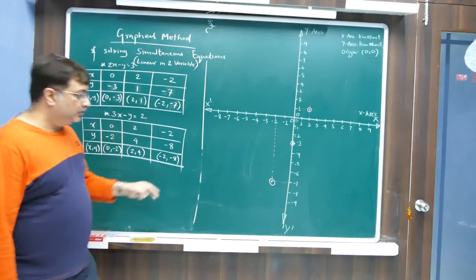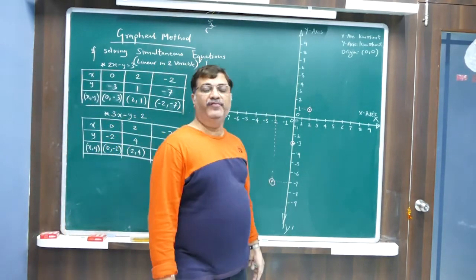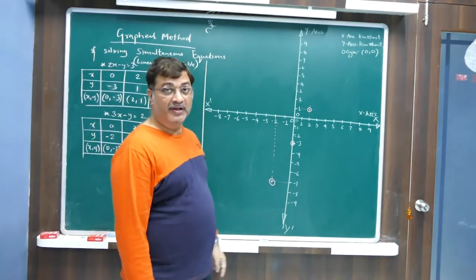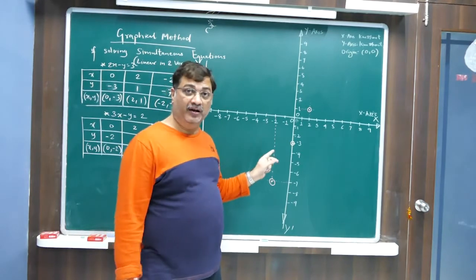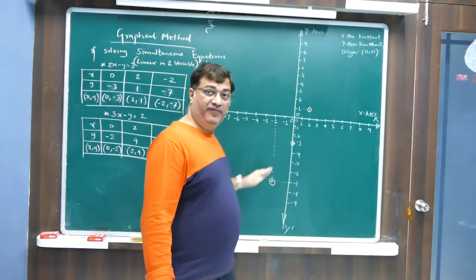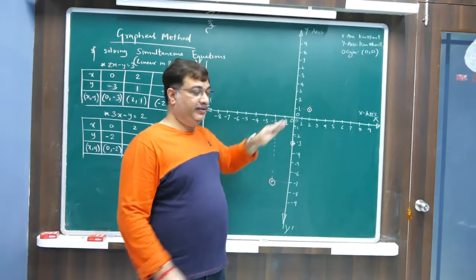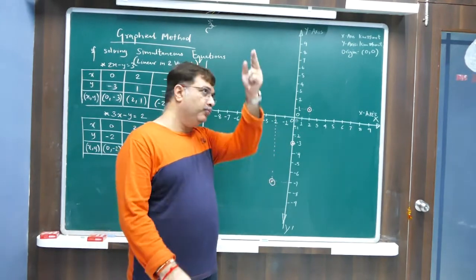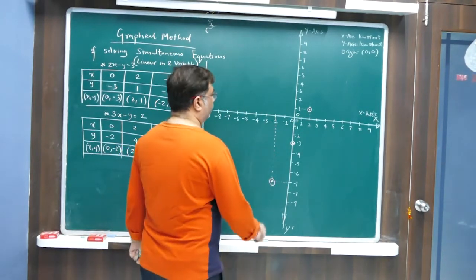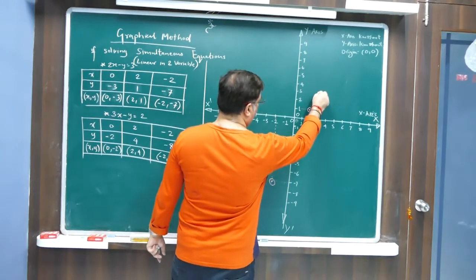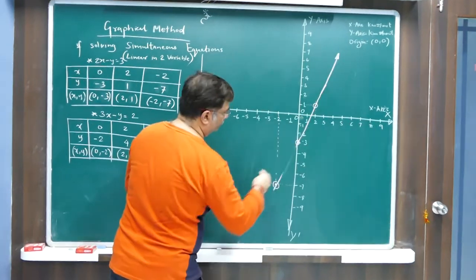What are you going to do now? You're simply going to draw a line which passes through all the 3 points. That is why I said select the foot scale, because sometimes these points can be far off. And with a smaller scale, it will be difficult to maintain a straight line.